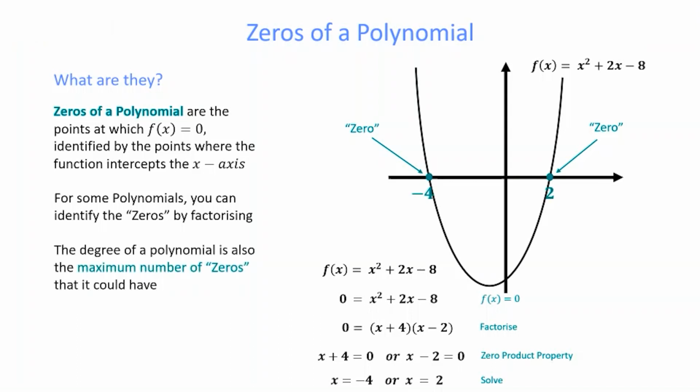The degree of a polynomial is also the maximum number of zeros it could have. So for example, in f of x equals 13x to the power 7 plus 5x to the power 6 minus 8x, this would have a maximum of 7 zeros.